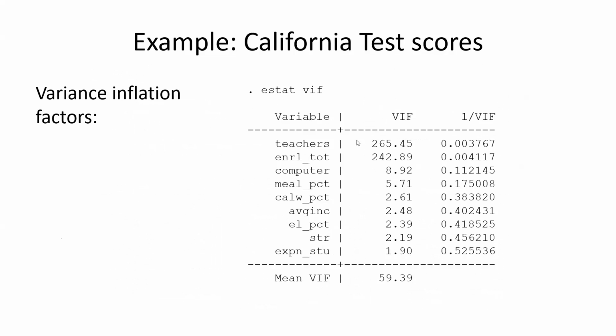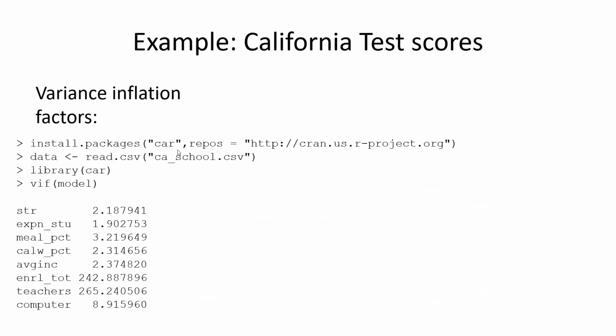Here we have a stunning surprise. We see some really large values, 265. Even if you don't know what's large, relative to those numbers, that's large. What is large? Here's the corresponding code in R. There is a separate VIF command in R.